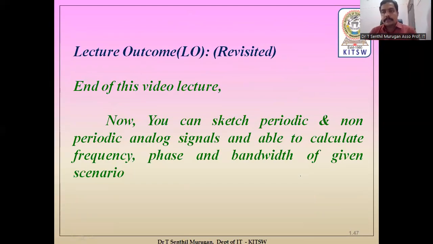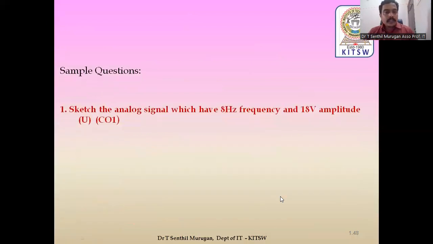So finally, we conclude periodic analog signals. We are able to understand what is a periodic signal, what is a non-periodic signal, how we are converting the signals, what is the frequency, what is the phase, and what is the wavelength of the signals. Everything we discussed in this lecture. So now you are able to understand and sketch periodic and non-periodic analog signals and also calculate the frequency, phase, and bandwidth of the given signals in a given scenario. Okay. So now sample questions are given, you just try them and come for discussion.